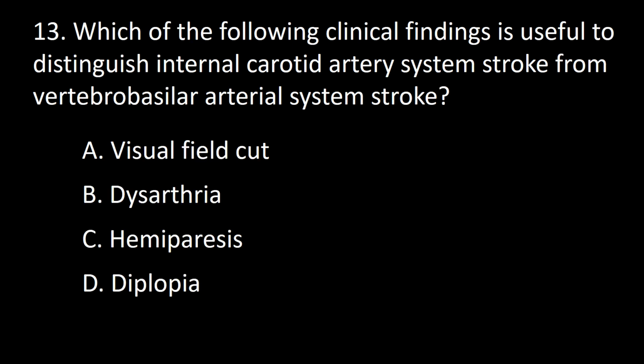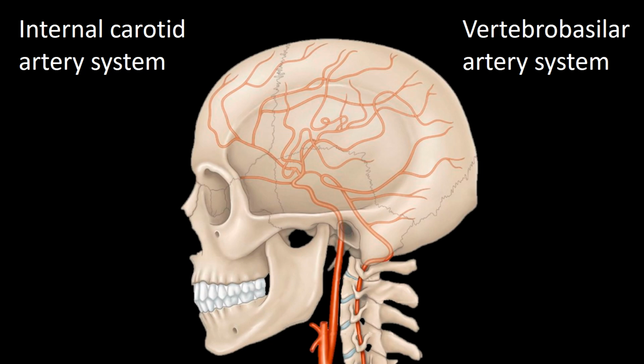Next question. Which of the following clinical findings is useful to distinguish internal carotid artery system stroke from vertebrobasilar artery system stroke? A. Visual field cut. B. Dysarthria. C. Hemiparesis. D. Diplopia. The first step in the evaluation of a patient with a stroke is to distinguish between internal carotid system and vertebrobasilar artery system involvement.